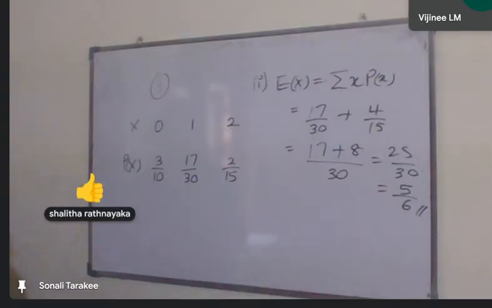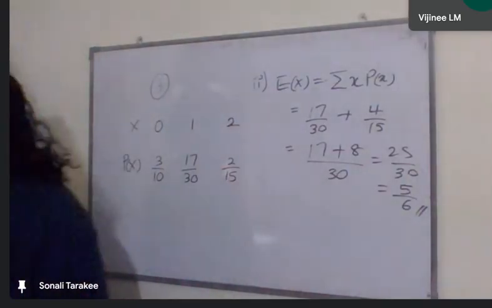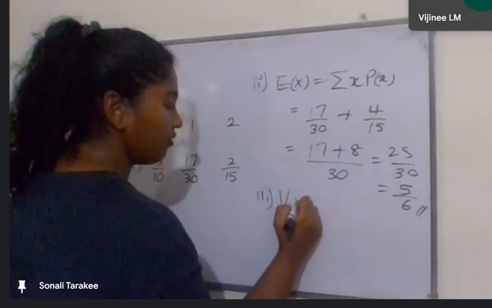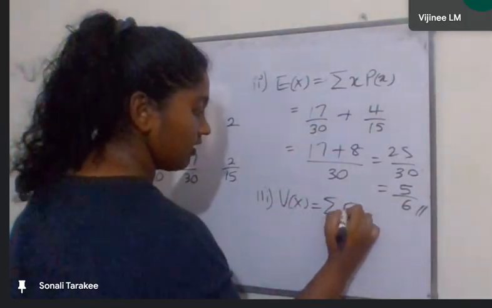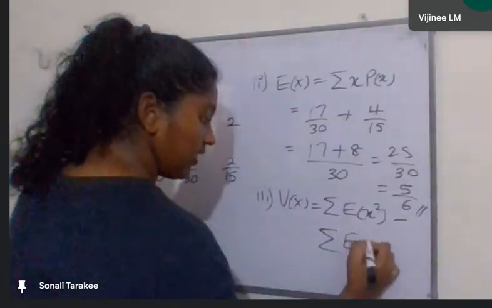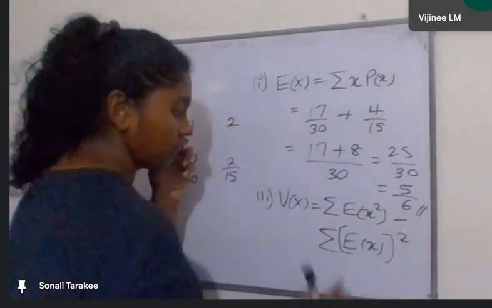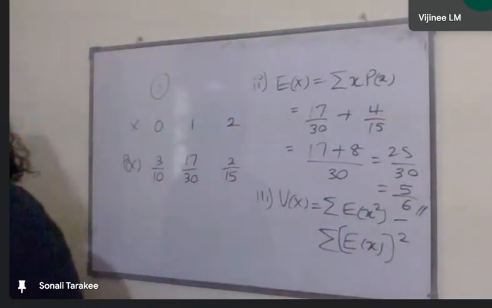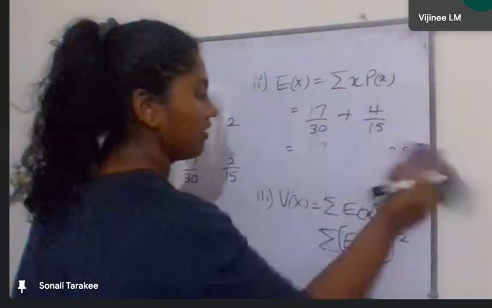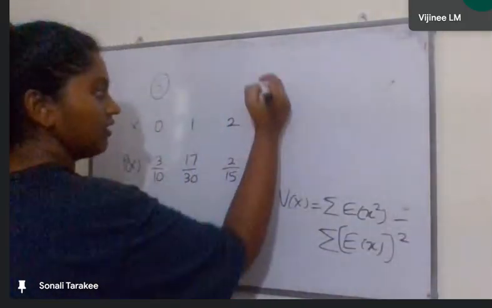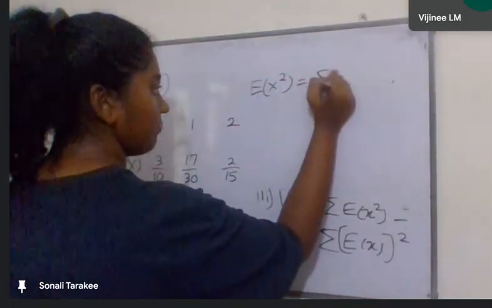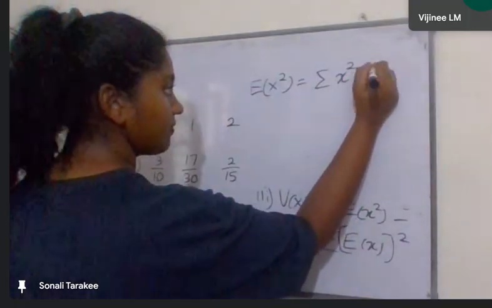Next one, they ask for the variance. For variance, we know the formula: sigma E(X squared) minus sigma E(X) whole thing squared. Okay. So how do you do this one? First of all, find sigma E(X squared). Sigma E(X squared) we find by sigma x squared p(x).